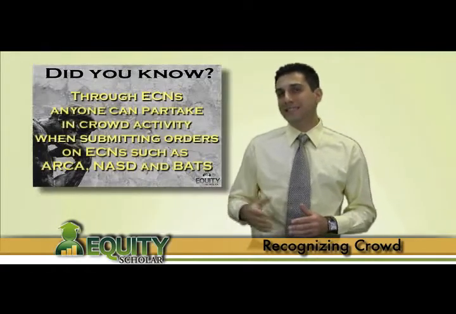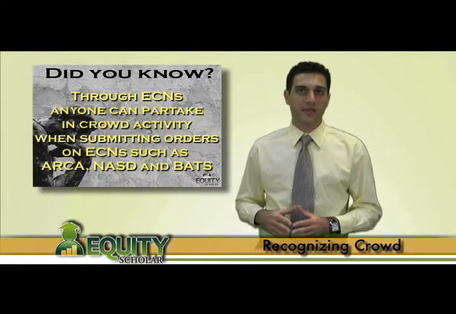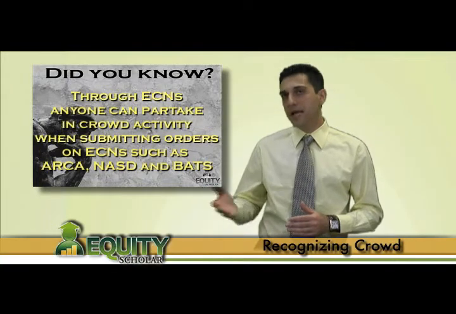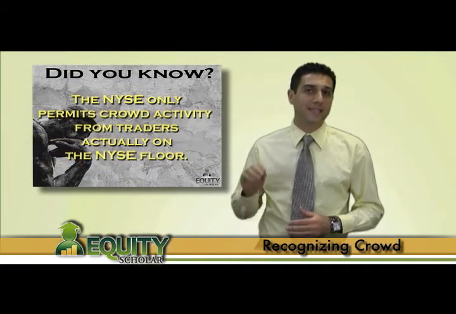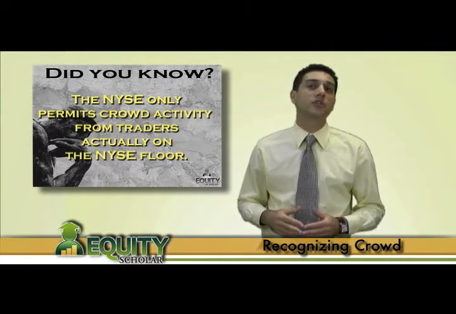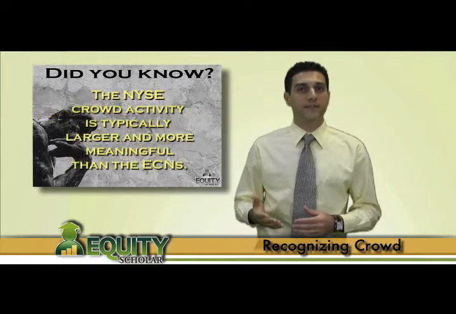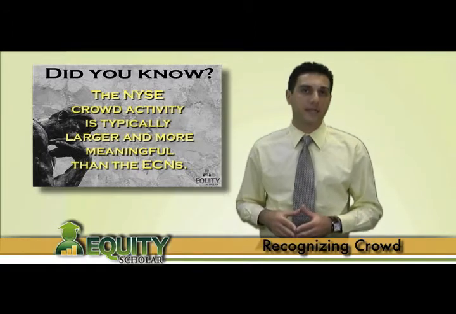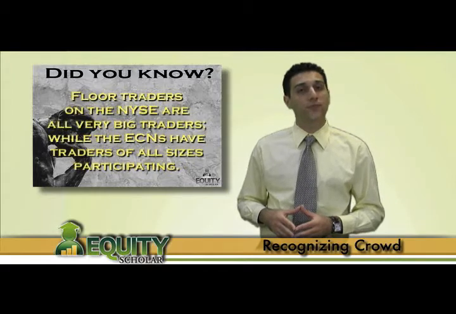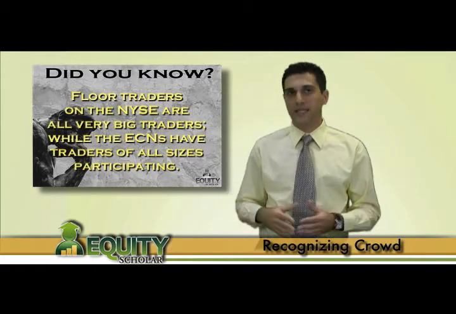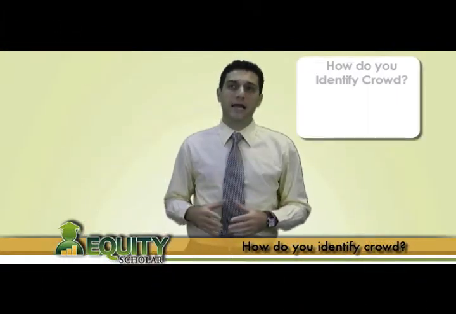However, now through ECNs, anyone can partake in crowd activity when submitting orders on ECNs such as ARCA, NASD, and BATS. The NYSE to this day still only permits crowd activity from traders actually on the New York Stock Exchange floor. Thus, crowd activity on the NYSE is typically larger and more meaningful in comparison to crowd activity on the ECNs, as floor traders on the NYSE are all very big traders, while the ECNs have traders of all sizes participating in them. So how do you identify crowd?